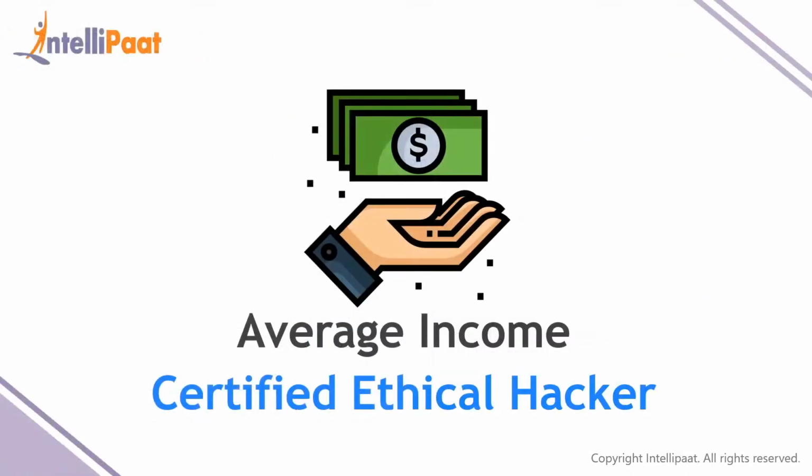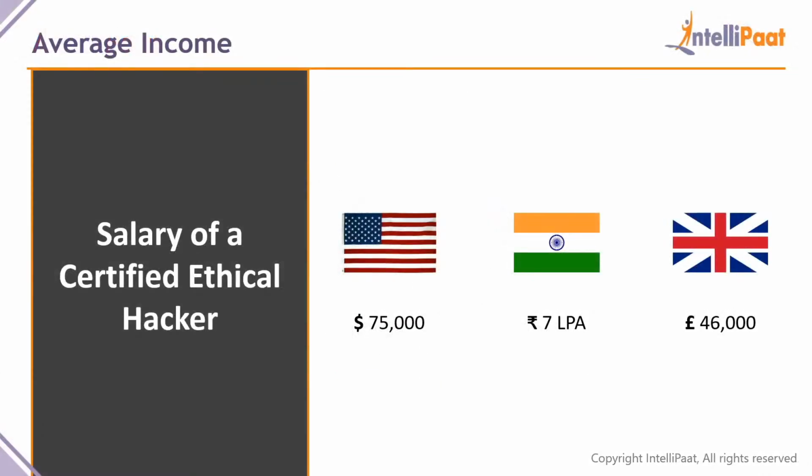Let us look at the average income of a CEH certified ethical hacker. Now, if you are certified, there's a set standard on which you will get paid. So keep in mind that this is not the starting salary or the end salary of a certified ethical hacker. This is the average. So in the United States, it's about $75,000. In India, it's about 7 lakhs per annum, and in the UK it's about 46,000 pounds. So as you advance with your career, you'll get more opportunities and you'll certainly get to enhance your salary as well.